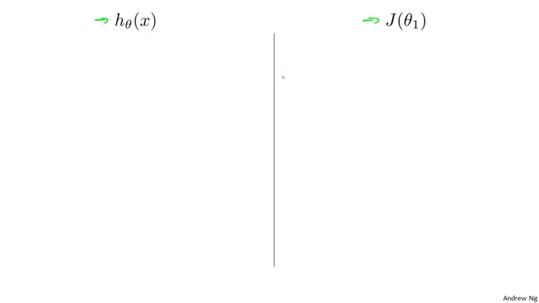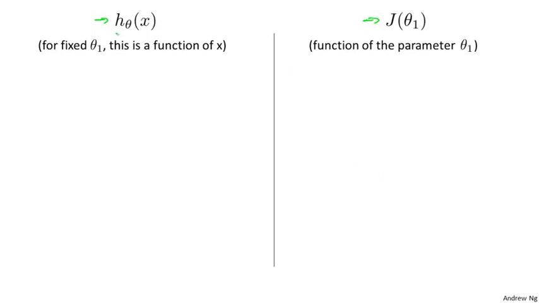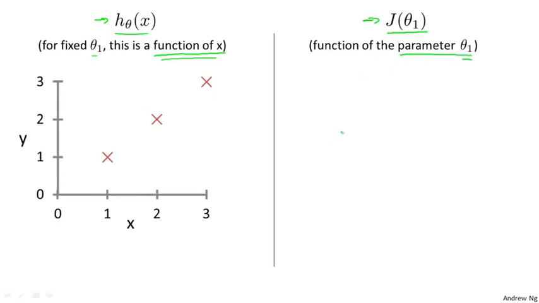So notice that the hypothesis h of x, for a fixed value of theta 1, is a function of x. So the hypothesis is a function of the size of the house x. In contrast, the cost function J is a function of the parameter theta 1, which controls the slope of your straight line. Let's plot these functions and try to understand them both better. Let's start with the hypothesis.